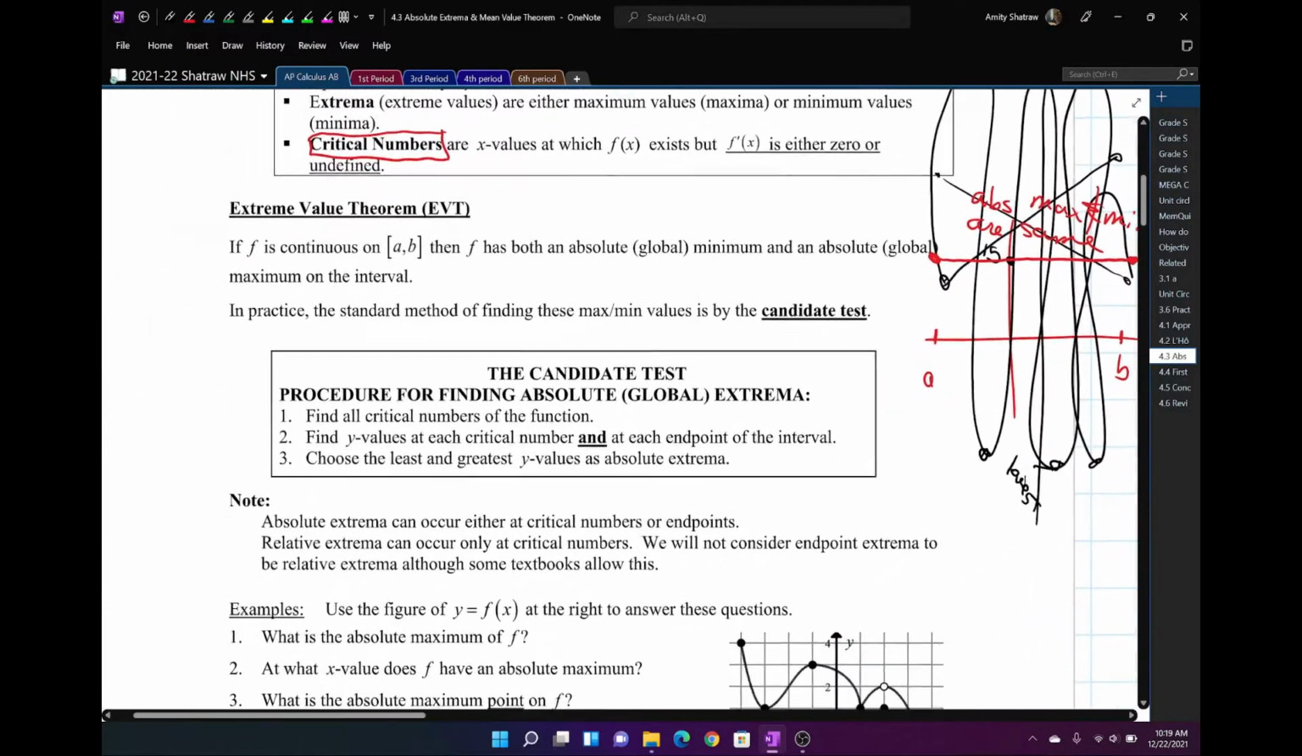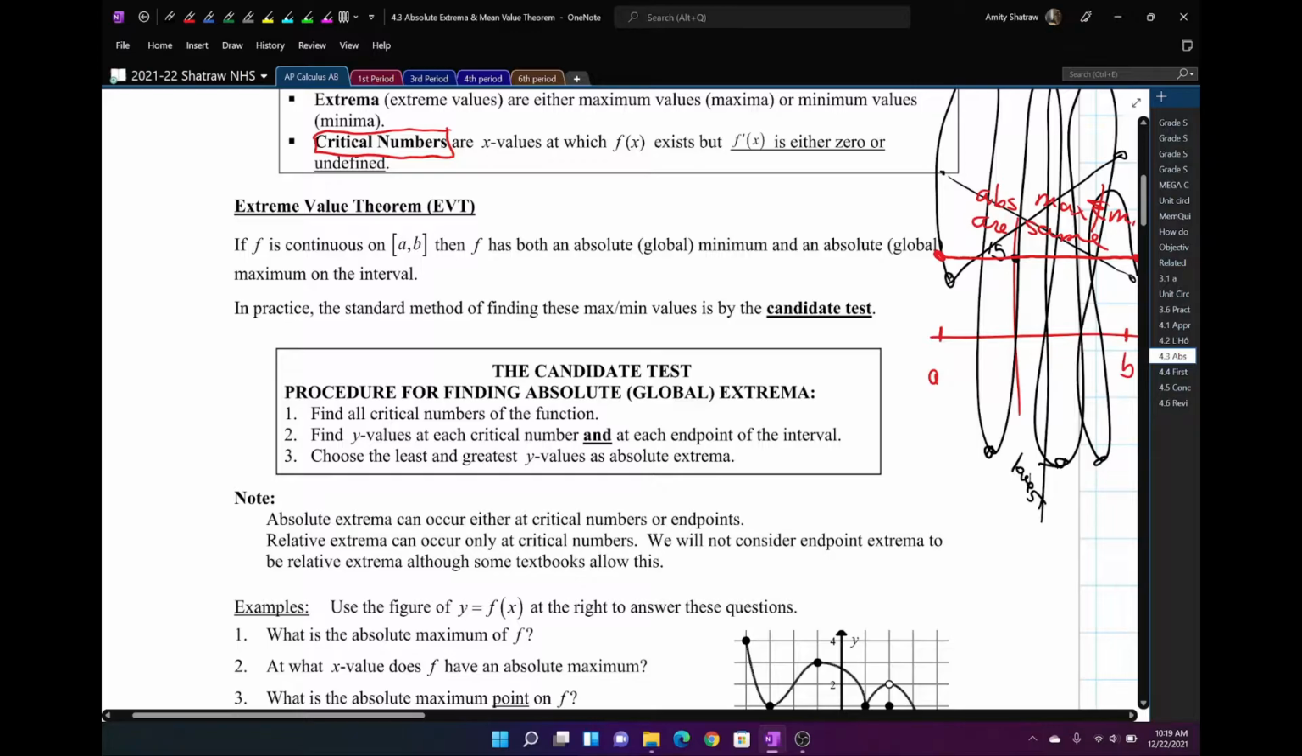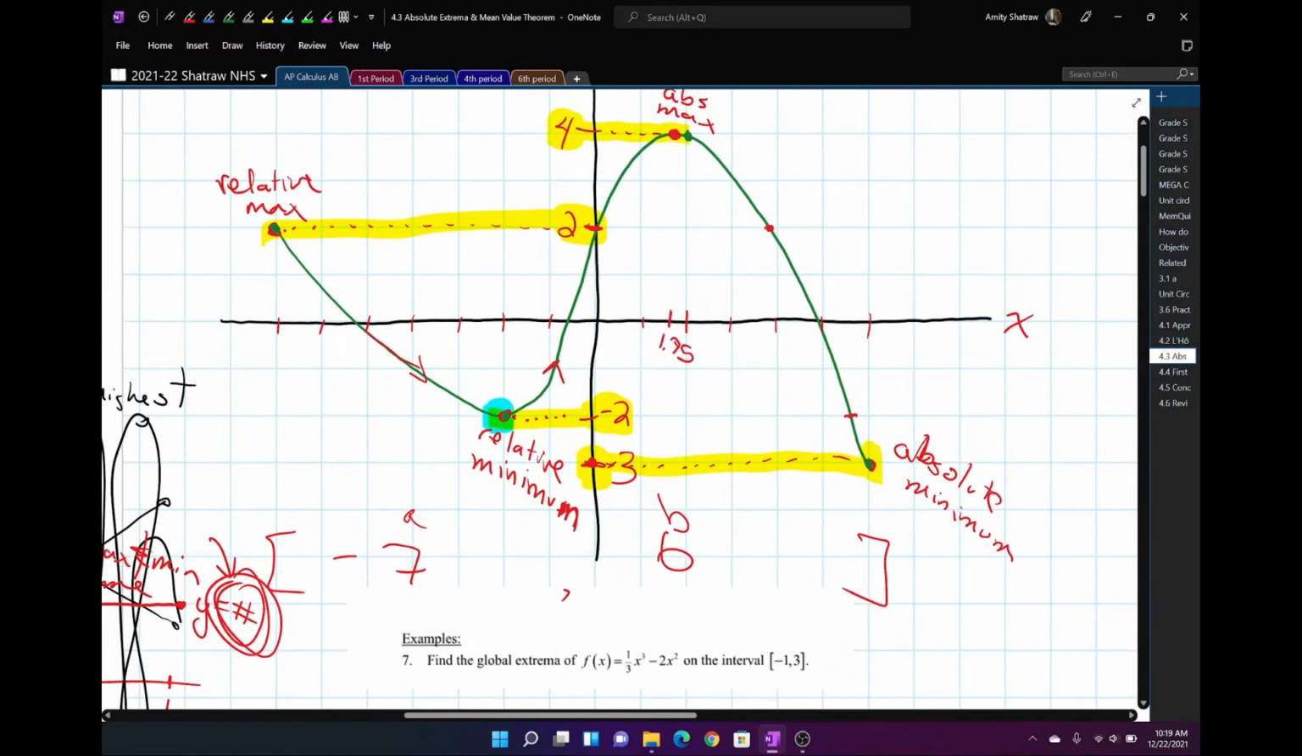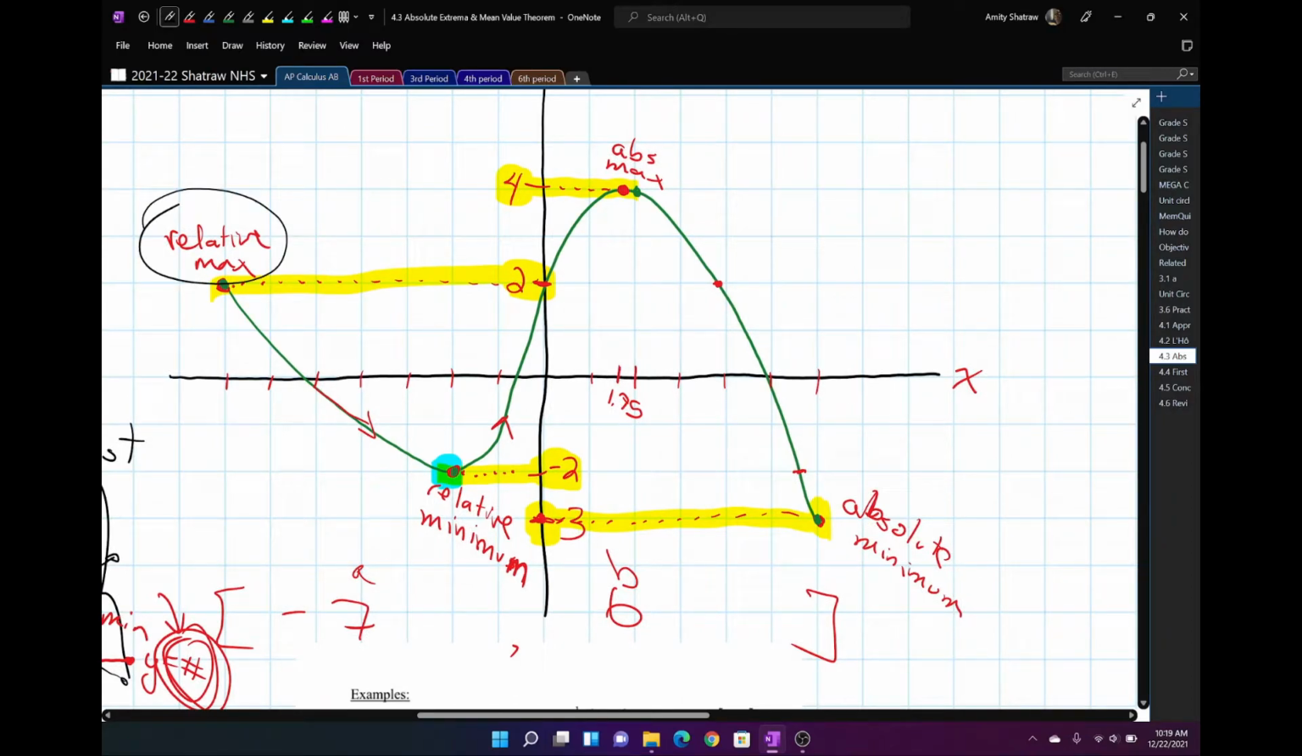All right, so the candidate test says we have a procedure for finding the global extrema. It says find all critical numbers, find y values at each critical number, and at the end points. Wait a minute, what? I thought we were about to start doing some math. Now you're going to keep talking. Yes, I am. Listen, right here, this is a relative max. It is not the absolute max. It is at an end point, though. Okay, right here, absolute minimum. Definitely right there, and it is at the end point.